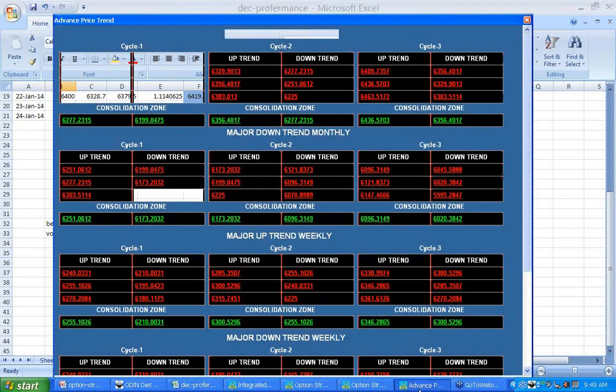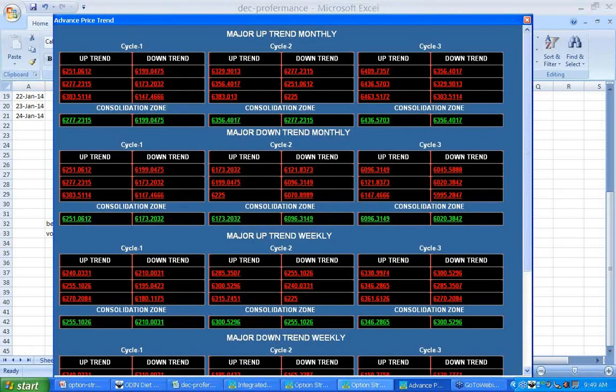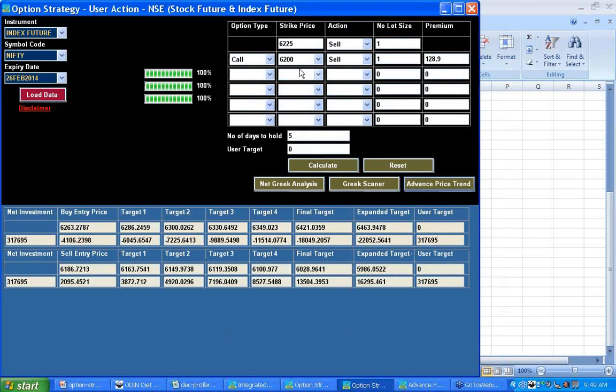Since we are in the very back end of this January series, and in the beginning cycle of the February series, I'll be suggesting let us have a conversion first, to get some time value, so we are near to 6,200. I'm just selling a call option and put option, and since we are in the bearish trend, I'm selling a future also. So my projection is for 10 days.